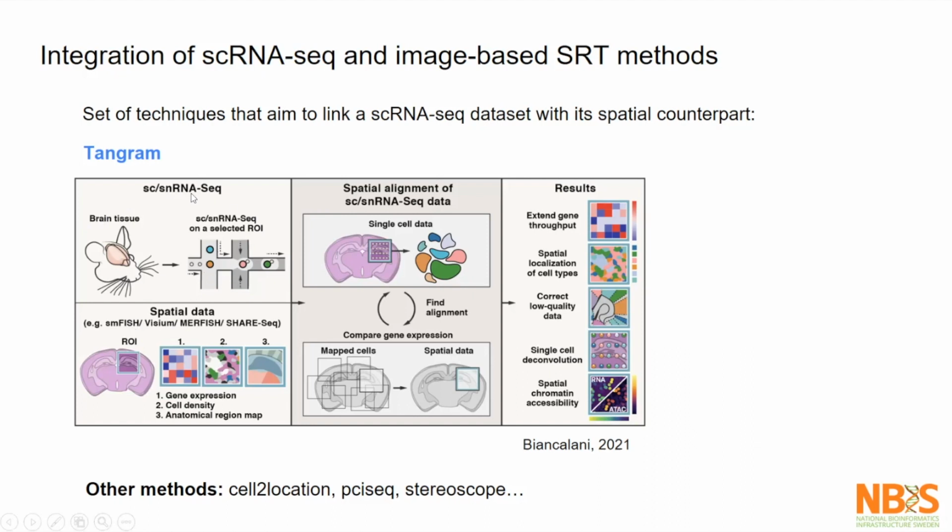So in single cell RNA-seq, we'll have close to whole genome, whole transcriptome sequencing, so we'll have all the genes. And in the case of ISS or other image-based techniques, we will have a much more reduced panel. So that would be the limiting factor.